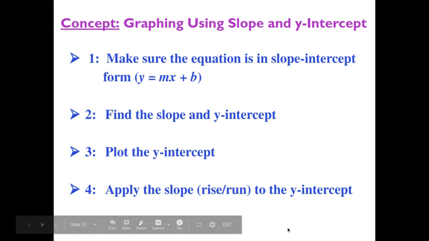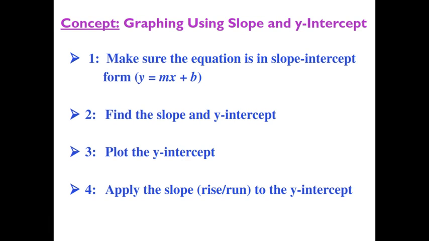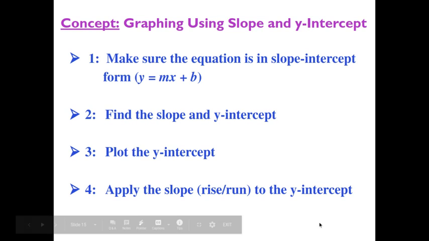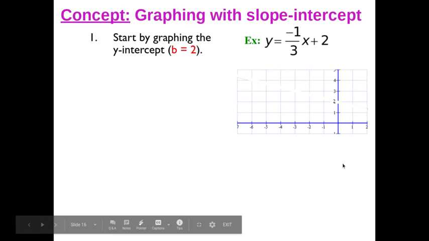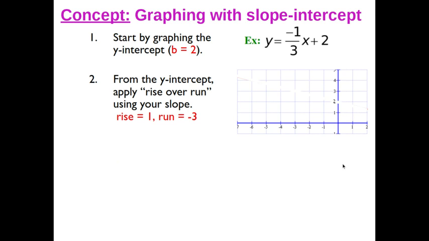If you go to the next slide, concept: graphing slope and y-intercept. Make sure the equation is in slope-intercept form. Find the slope and y-intercept. Plot the y-intercept, then apply the slope, rise over run, from the y-intercept. So graphing the slope, start with graphing the y-intercept, which is 2. So you're going to put a dot on 2. Then from the y-intercept, apply rise over run. So rise is 1, run is -3.